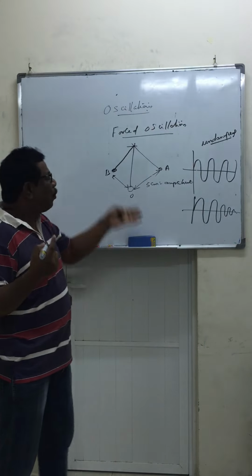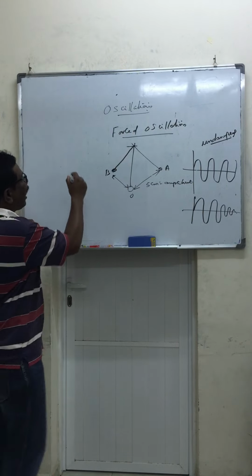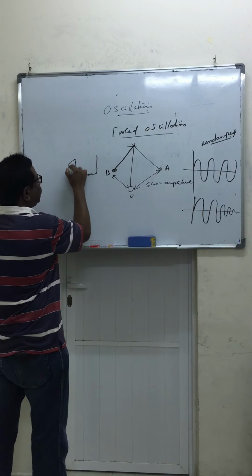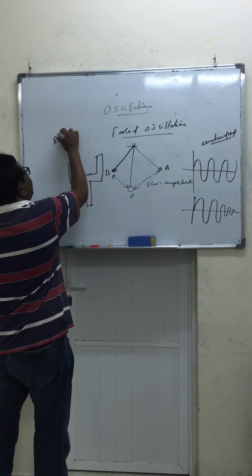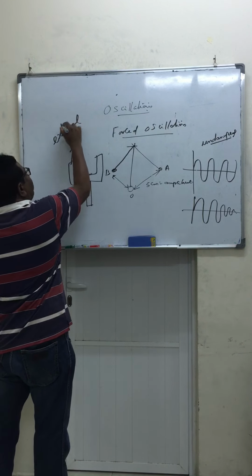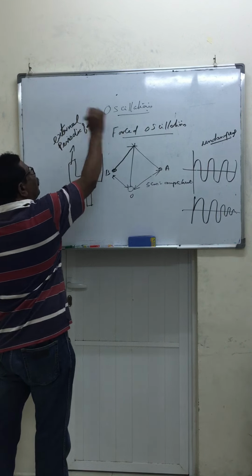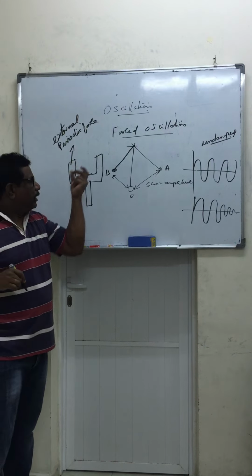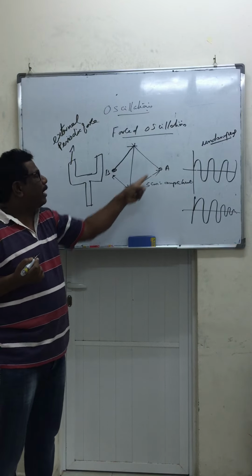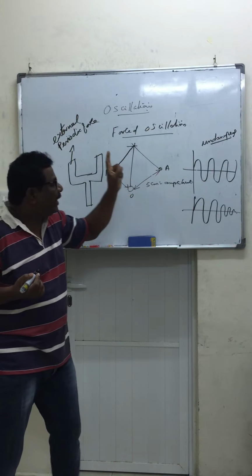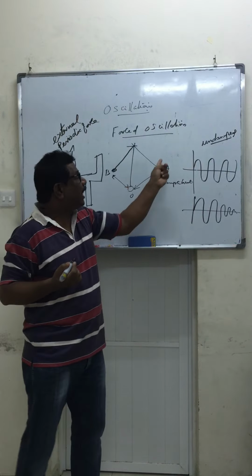To maintain the same type of oscillation, I have to use an external periodic force. See, this is a tuning fork. This is the external periodic force. Now look here. In the beginning, there was no external periodic force. Due to that, the pendulum oscillates and finally the amplitude becomes 0. It comes to rest.